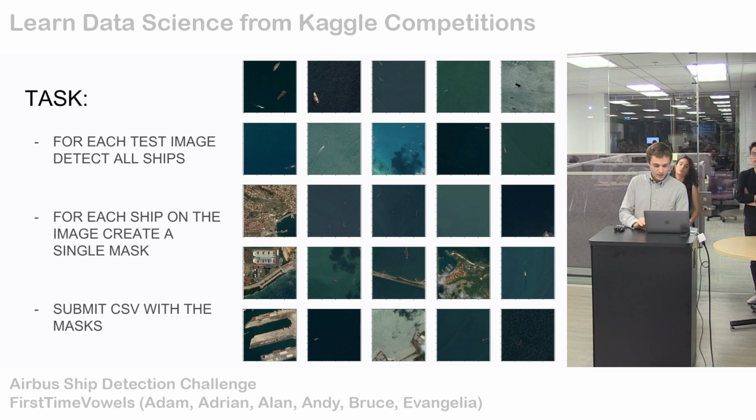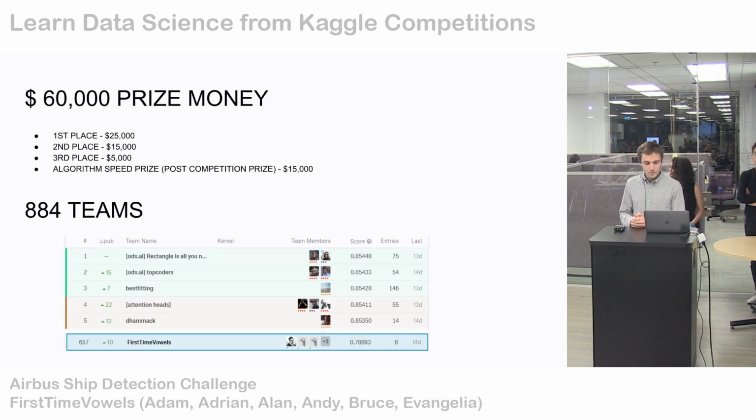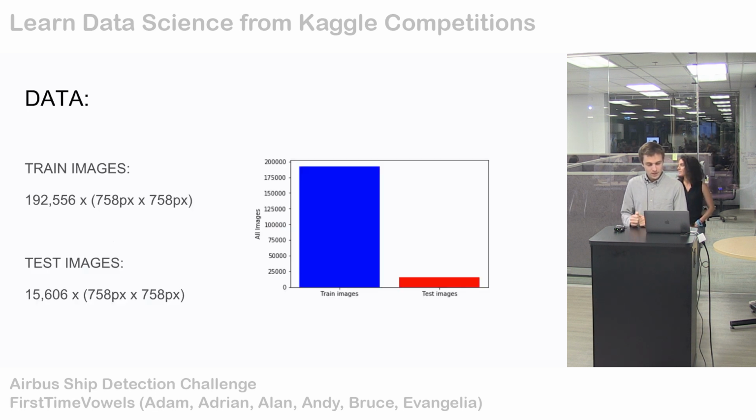Okay. So quickly about the competition. There was $60,000 prize money and about 900 teams. And we finished, as you can see, in the top 75%, which is quite good, I would say. Our score was 0.78, and the score of the first team was 0.85. Yeah, which is quite good.